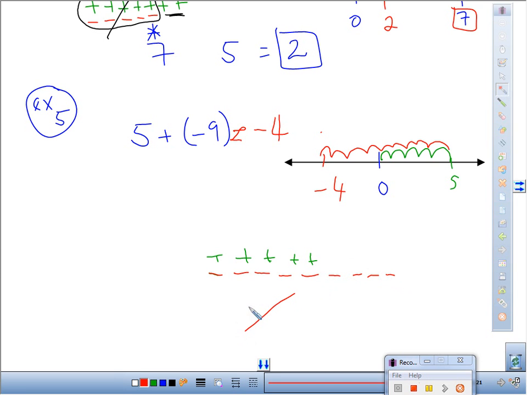With black, you're going to circle your 0 pair and cross it out. And what do we have left? Negative 4, right? Negative 4. All right, thank you.